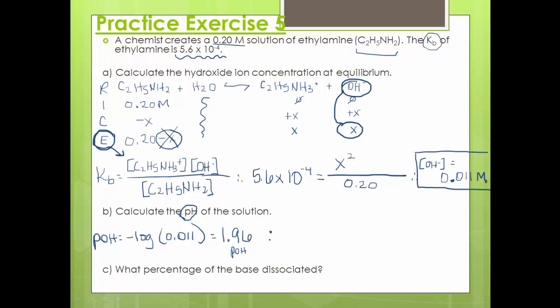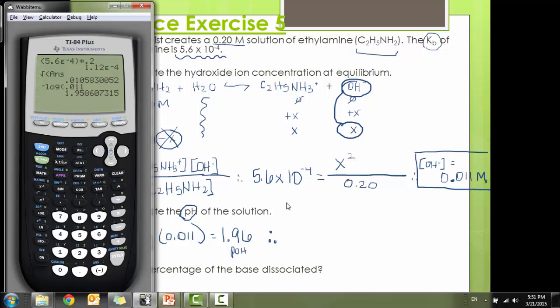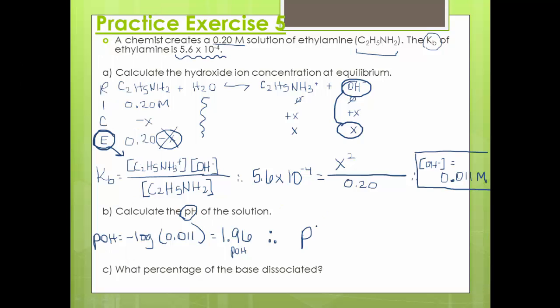Okay. We know that the pH and the pOH have to add up to 14, so I'm going to subtract that from 14. So 14 minus my answer, 12.04. pH equals 12.04. Again, it's good to make sure your answer makes sense. A pH of 12 is absolutely greater than 7. That's a base, and we had a base, so our pH makes sense.